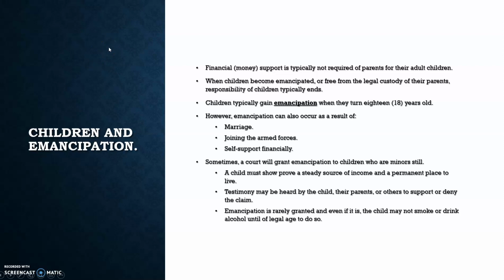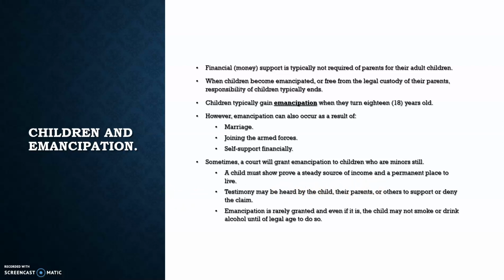Sometimes a court will grant emancipation to children who are still minors. To do this, a child must show, that's a typo there, but show or prove a steady source of income and a permanent place to live. Testimony may be heard from the child, their parents, or others to support or deny the claim.